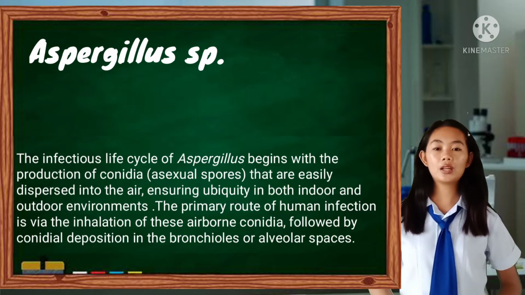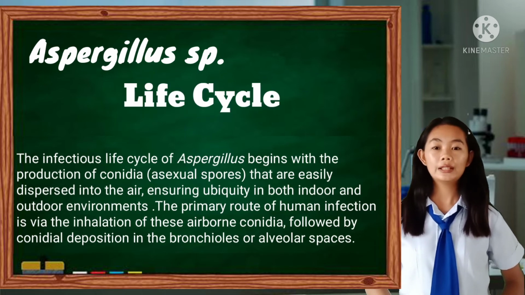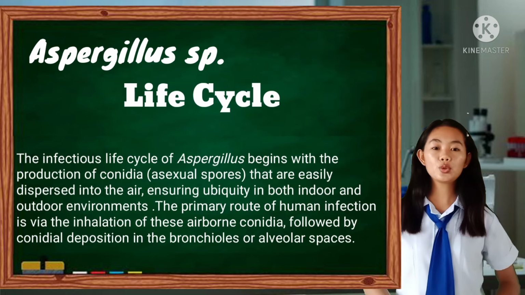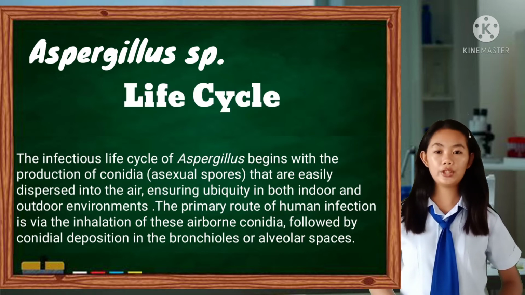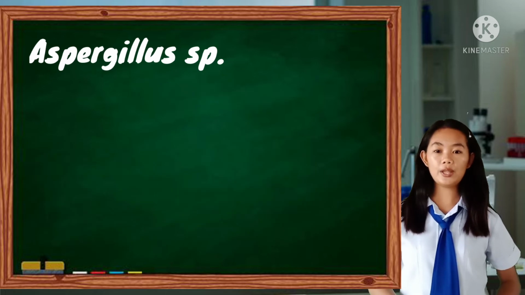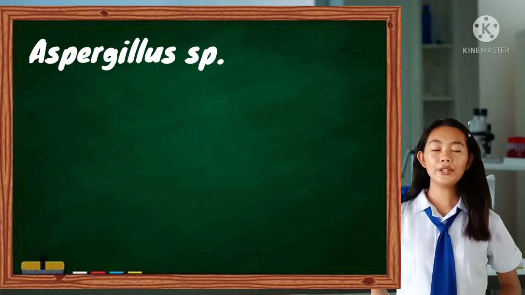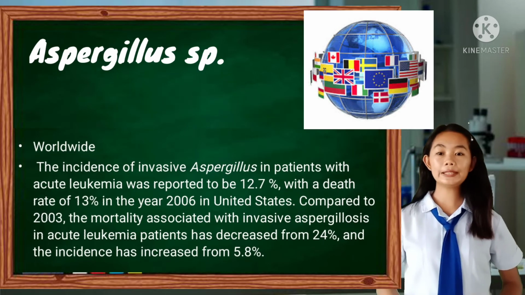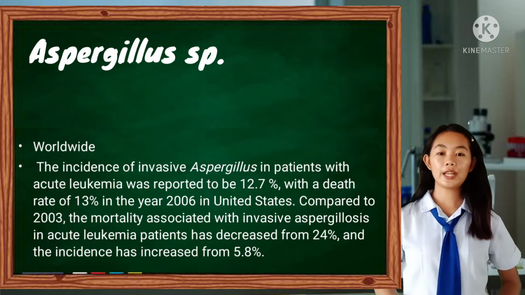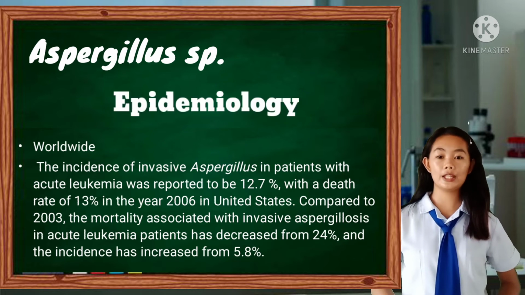The infectious life cycle of Aspergillus begins with the production of conidia, or asexual spores, that are easily dispersed into the air, ensuring ubiquity in both indoor and outdoor environments. The primary route of human infection is via the inhalation of these airborne conidia, followed by conidial deposition in the bronchioles or alveolar spaces. Humans are the major host of Aspergillus sp. Aspergillus sp. are found worldwide and widely distributed in the environment. Aspergillus sp. are rare causes of disease in humans and occur primarily in immunocompromised individuals.